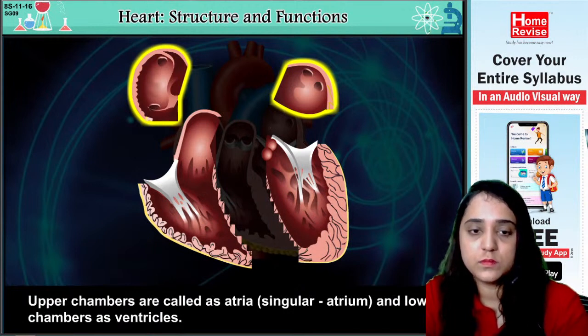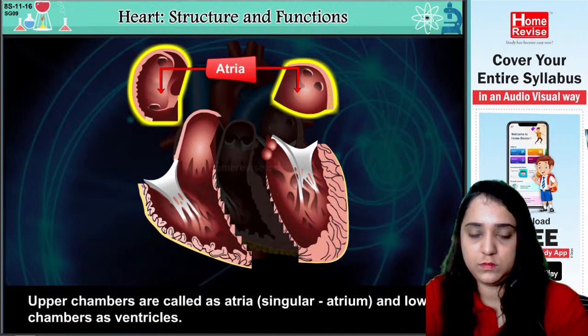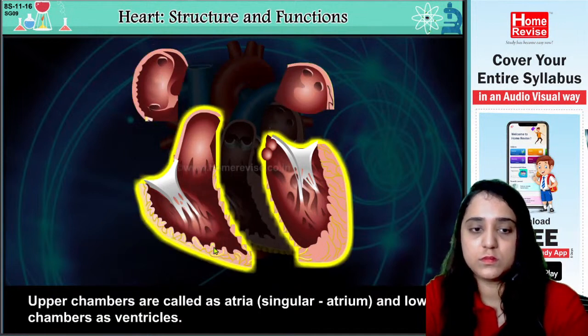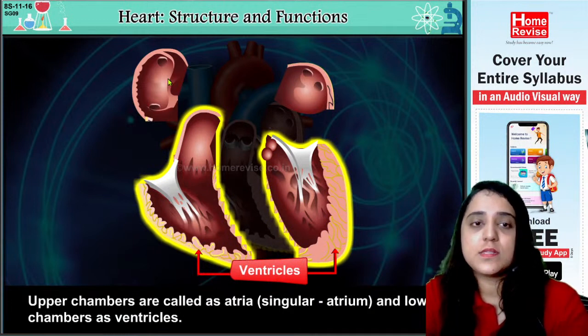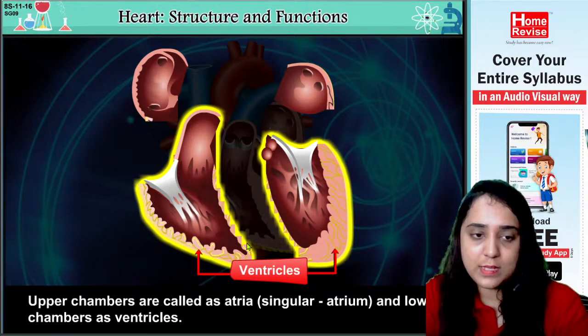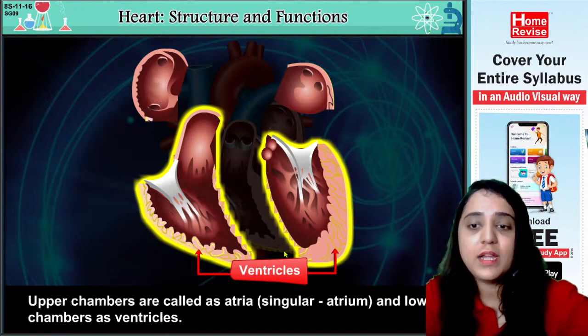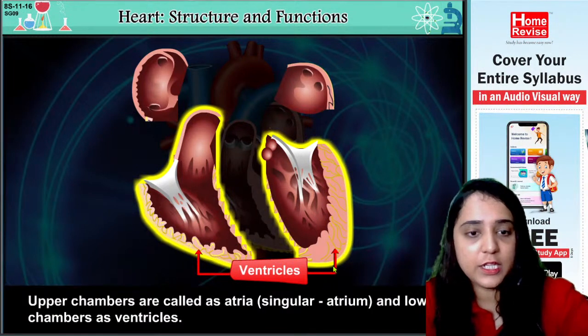Upper chambers are called atria. Its singular is atrium. And lower chambers are called ventricles. If I talk about a single one, it is called the atrium, and the lower chambers are nothing but ventricles. Is it clear to everyone?